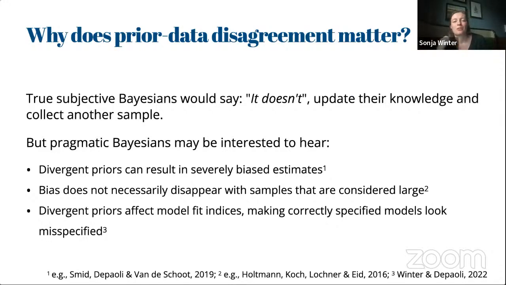But for those of us who don't have the luxury to keep collecting more and more data, I think more pragmatic Bayesians would be interested to know that these priors that diverge from the data can result in severely biased estimates. And this bias does not necessarily disappear with samples that are considered large. So if we look at those recommended sample sizes for structural equation models, many people assume that at that point, the priors don't really matter, but they can still really affect the parameter estimates. In addition, divergent priors also affect model fit indices to the extent that your correctly specified model looks misspecified.